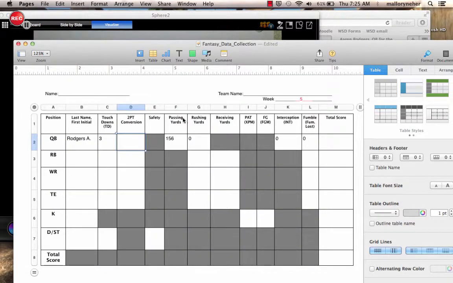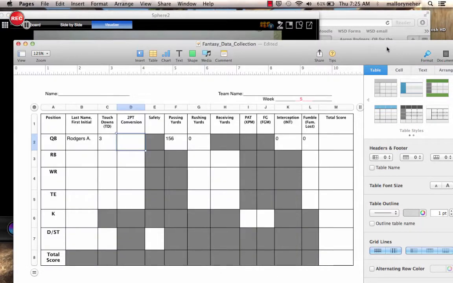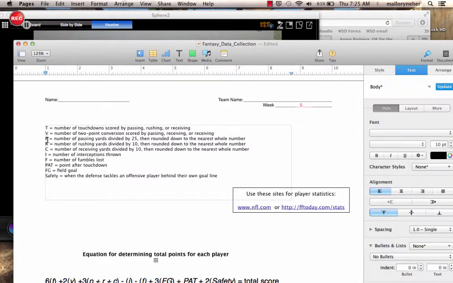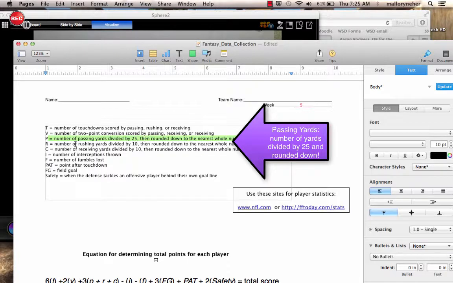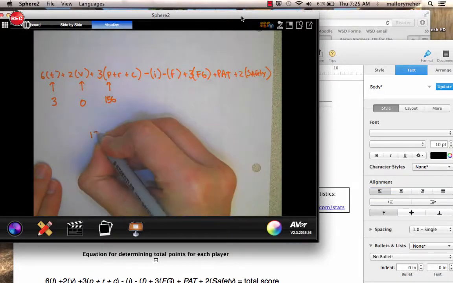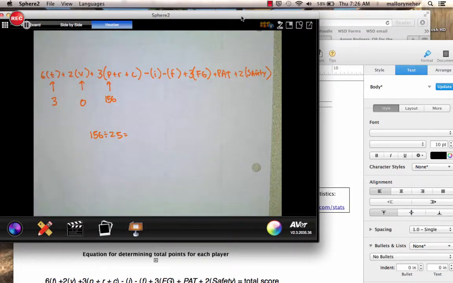For P, we're talking about passing yards, and he had 156 passing yards. But there's a little bit more to that. When I write down 156 for passing yards, I want to point something out to you. The rule with passing yards is: number of passing yards divided by 25 and then rounded down to the nearest whole number. So we're going to take 156 divided by 25, and then round that down to the nearest whole number.